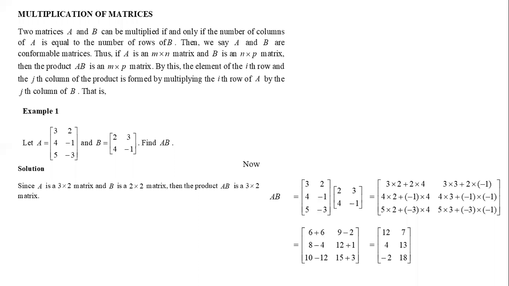The condition must be met. And what is the condition? The condition is your number of columns in matrix A must be the same as the number of rows in matrix B. That is how to multiply matrices together.